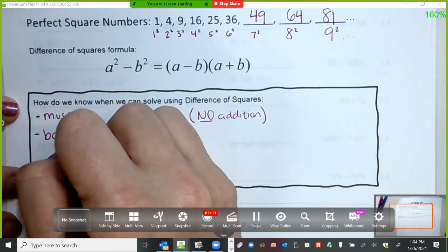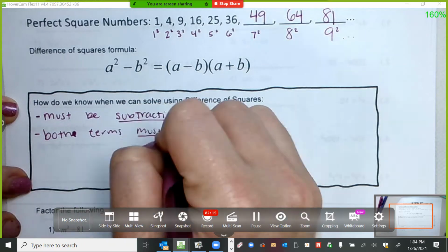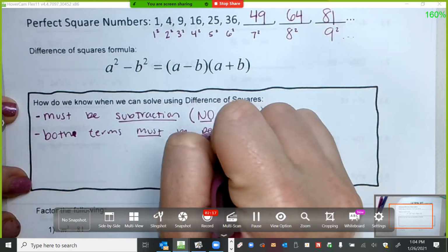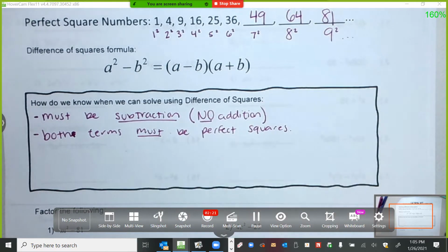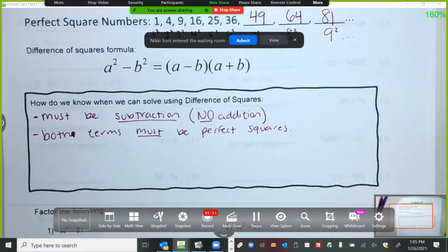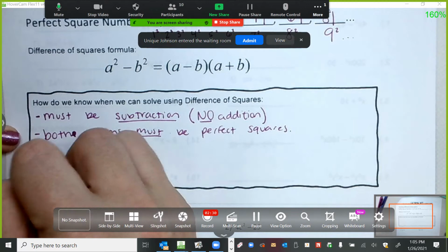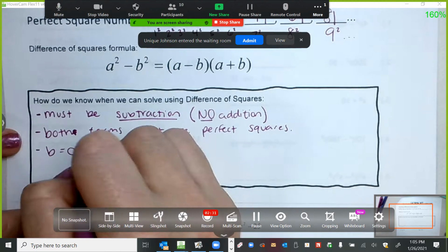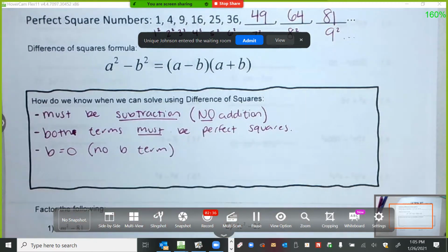Both terms must be perfect squares. Okay? b equals 0. No b term, which I'll explain what that exactly means in just a second.